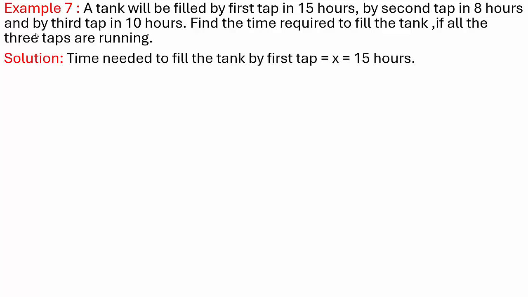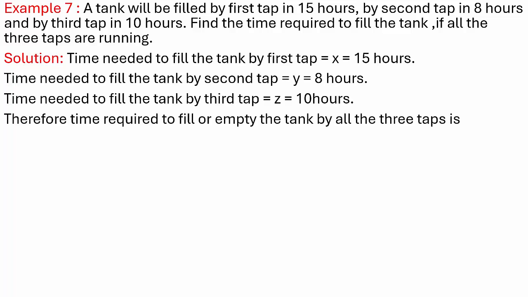Example: a tank will be filled by the first tap in 15 hours, by the second tap in 8 hours, and by the third tap in 10 hours. Find the time required to fill the tank if all the three taps are running. Solution: time needed to fill the tank by the first tap x equal to 15 hours.